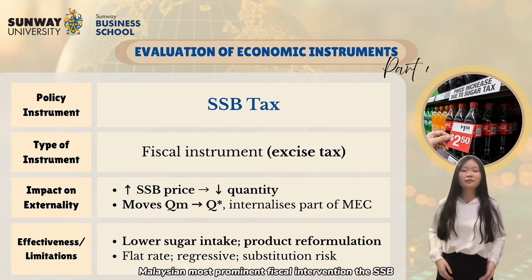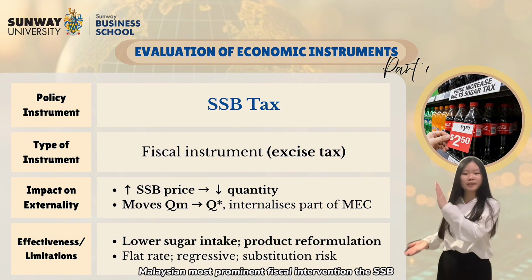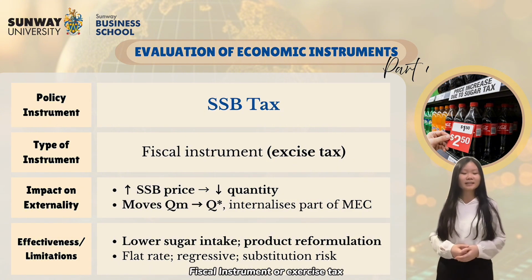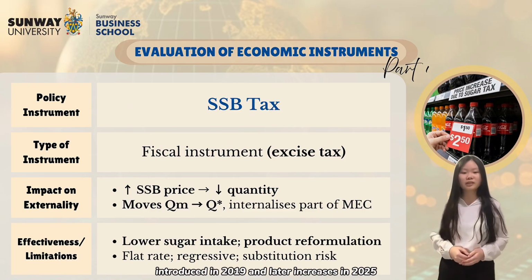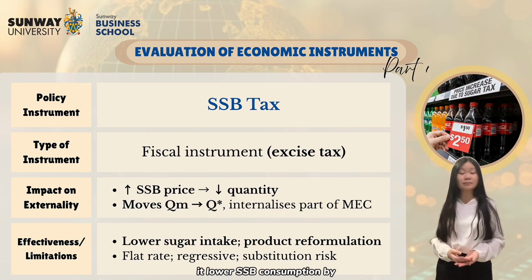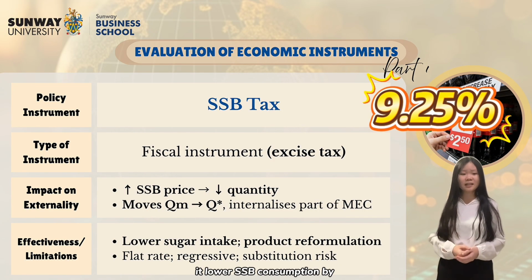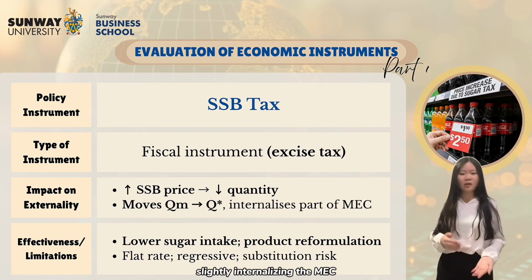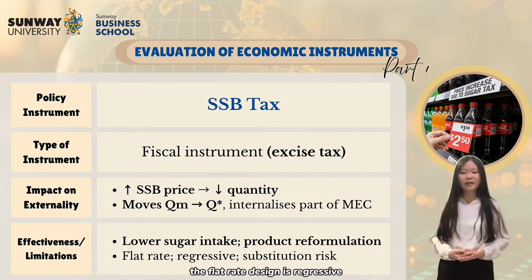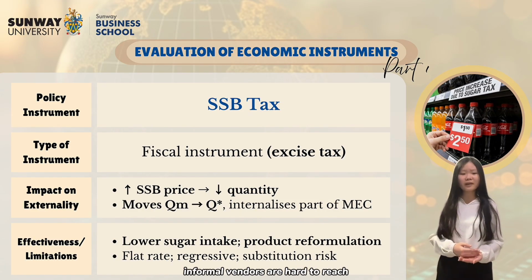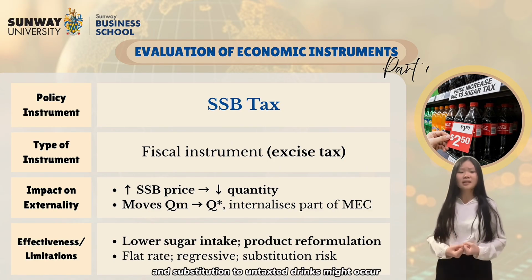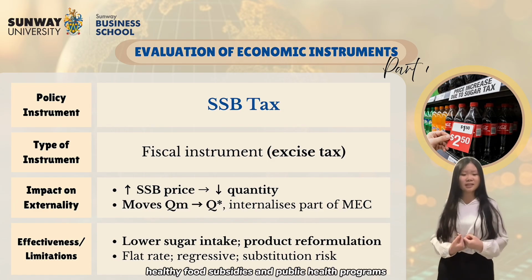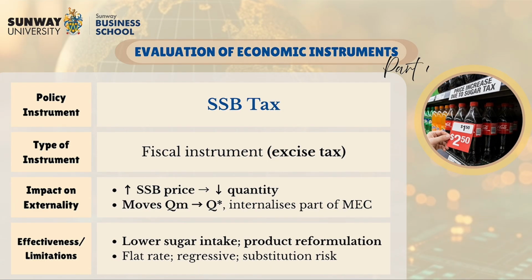Malaysia's most prominent fiscal intervention, the SSB fiscal instrument or excise tax, was introduced in 2019 and later increased in 2025. It lowered SSB consumption by 9.25%, slightly internalizing the MEC. However, challenges remain. The flat rate design is regressive. Informal vendors are hard to reach, and substitution to untaxed drinks might occur. Still, revenue supports healthy food subsidies and public health programs, making it somewhat effective.